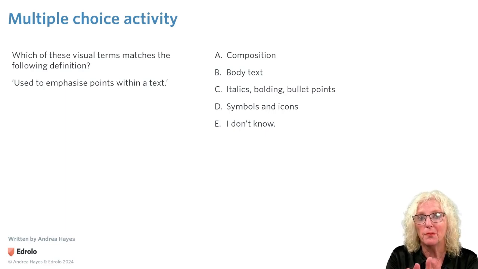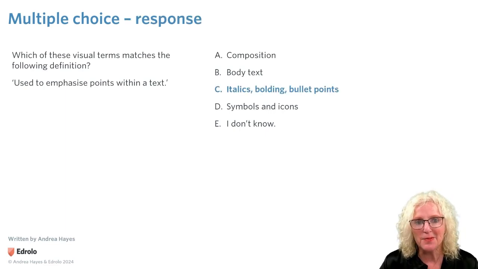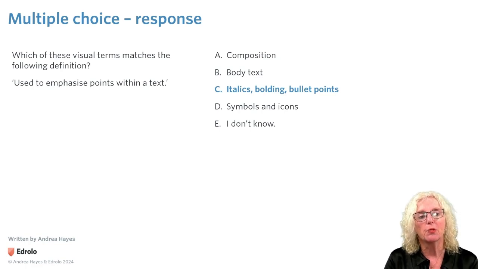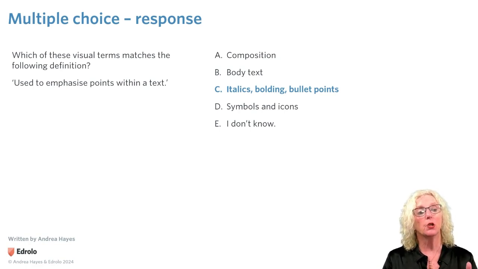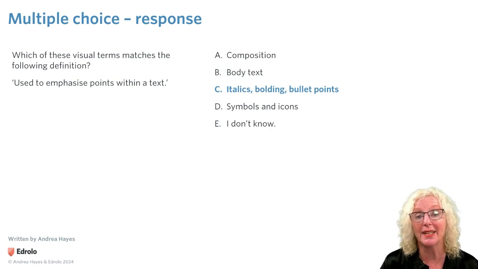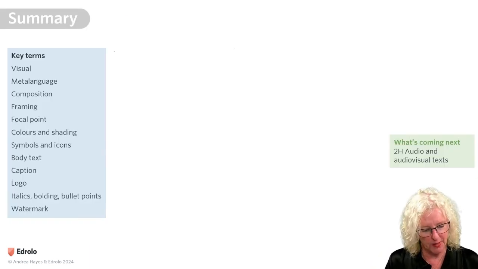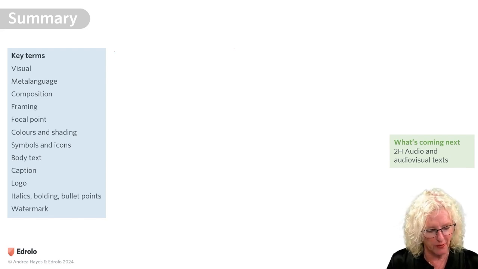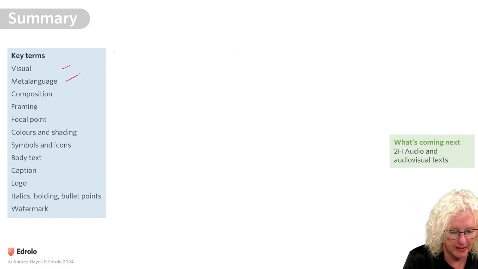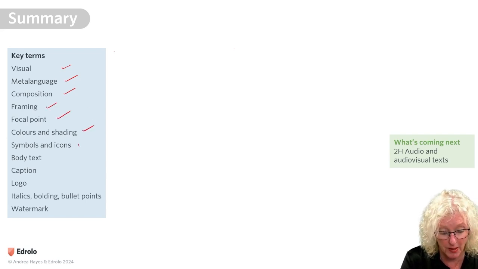And here's the third multiple choice activity. Which term best matches the definition? Here's my response. Which of the visual terms matches the following definition: used to emphasise points within a text? And my choice is C, italics, bolding, or bullet points. So, in a nutshell, we've got lots of key terms that you probably need to familiarise yourself with: visual metalanguage, composition, framing, focal point, colours and shading, symbols and icons, body text, caption, logo, italics, bolding, bullet points, and watermark.